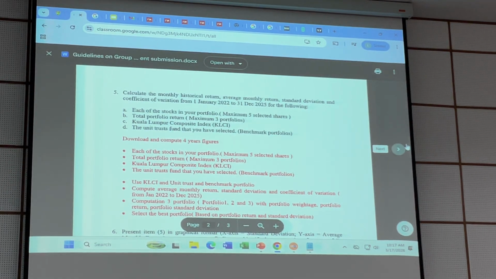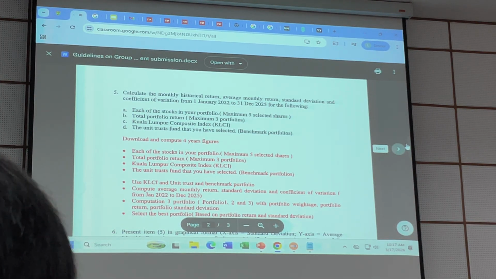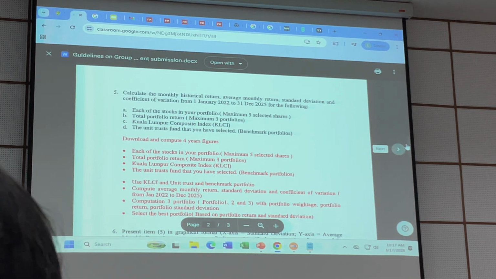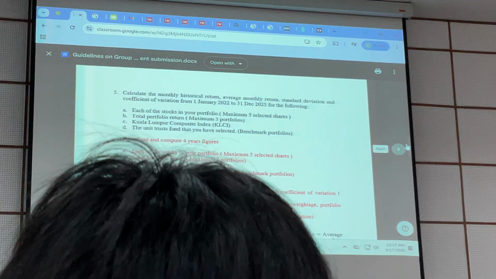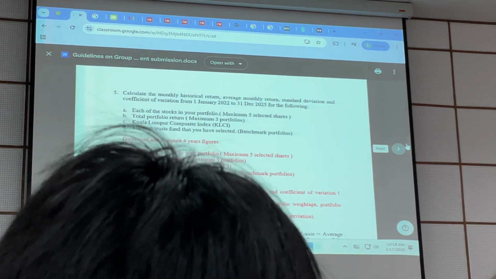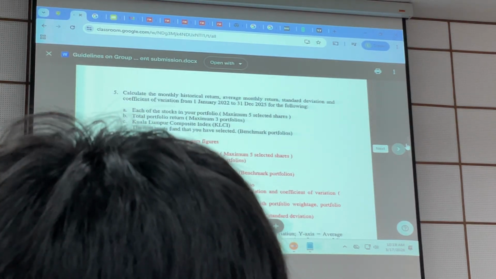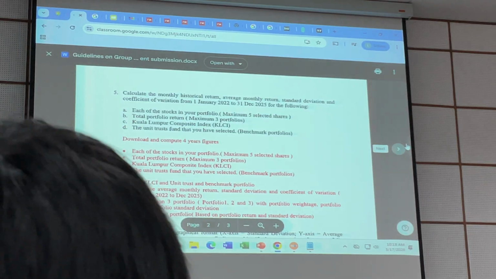And you use the KLCI and unit trust as benchmark portfolios, compute average monthly return, standard deviation, correlation, variation from 2.2 go to 2.5. And compute the 3 portfolios, 1, 2, 3, with portfolio weightage, portfolio return, portfolio standard deviation. As that, you also select the best portfolio based on portfolio return and standard deviation.